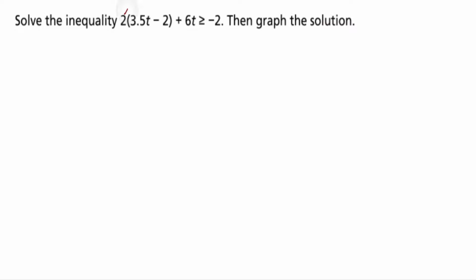So we have to do 2 times 3.5t, which is 7t. Then we have to do 2 times -2, which is -4. Then I'm going to bring down 6t, my inequality, and -2.